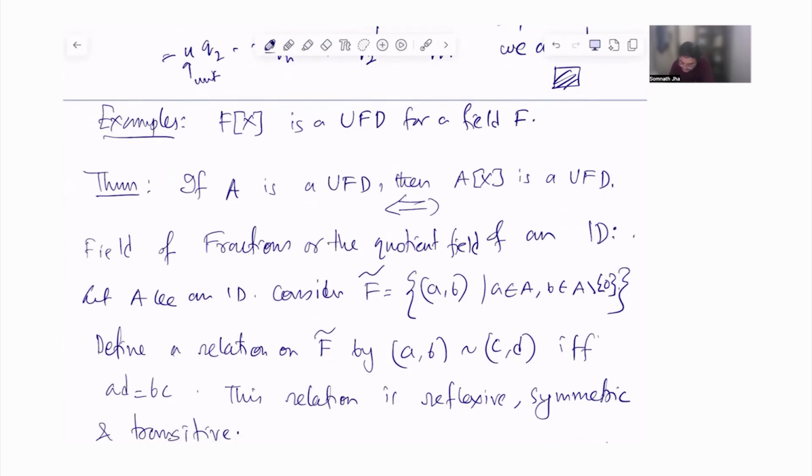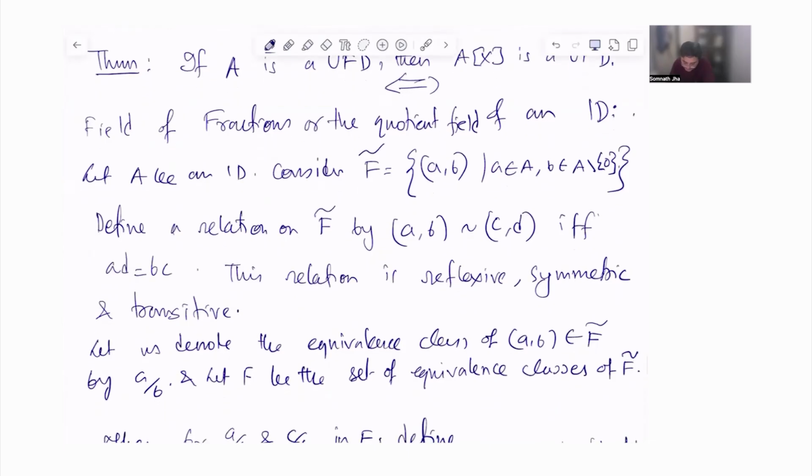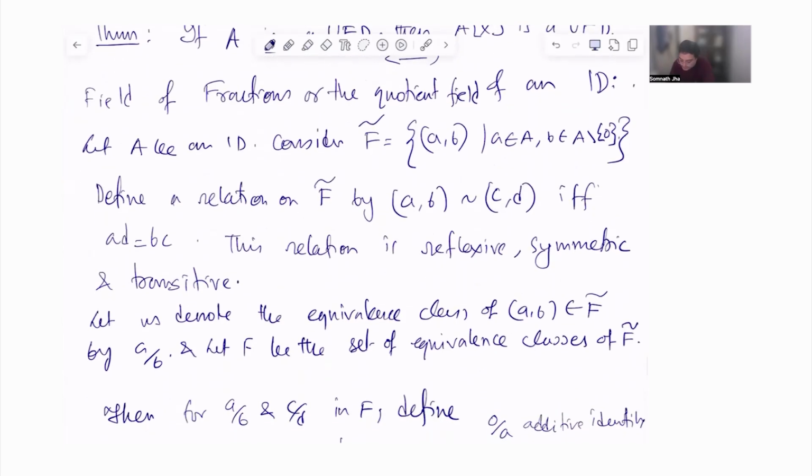This relation you can check is reflexive, symmetric, and transitive. So it is an equivalence relation. And you denote the equivalence class of (a, b) in F tilde by a by b. And let F be the set of equivalence classes of F tilde. So now you change the collection. You define a new set F, the set of equivalence classes of F tilde. So F is different from the set F tilde.